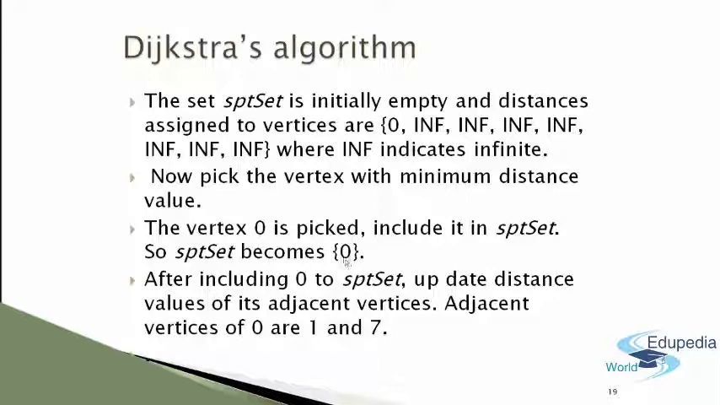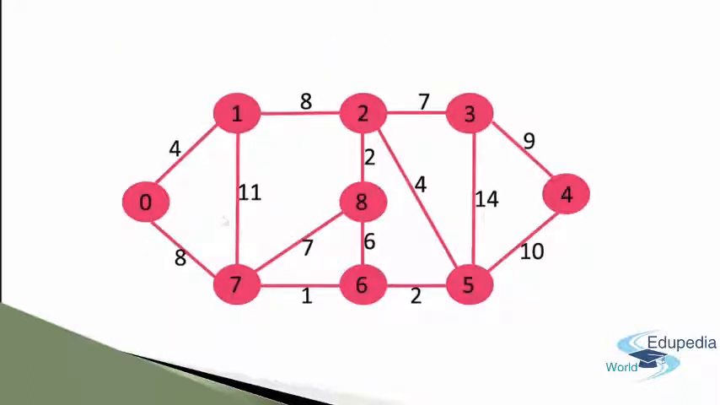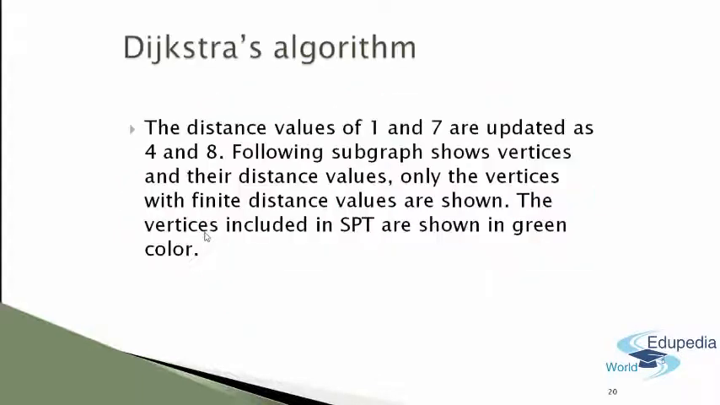So the SPT set becomes 0. Now, after including 0 in the SPT set, pick the distance values of its adjacent vertices. Just check the graph: the adjacent vertices of 0 are 1 and 7, right? We need to traverse the adjacent vertices and update their distance values. For this one it would be 4 and for this one it would be 8. So the distance values of 1 and 7 are updated as 4 and 8.